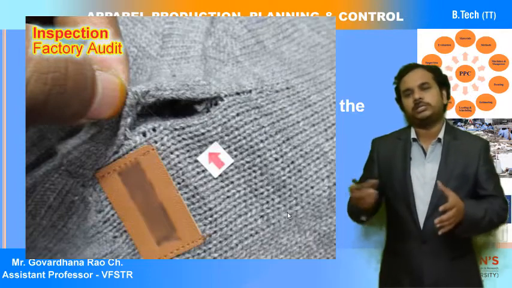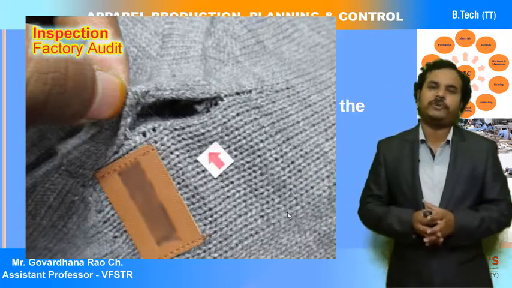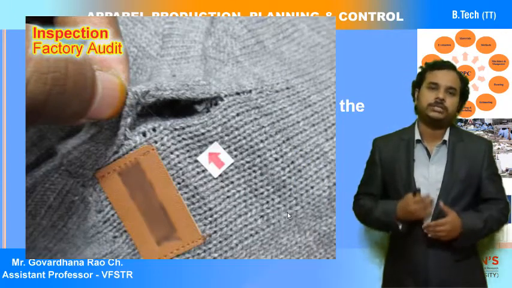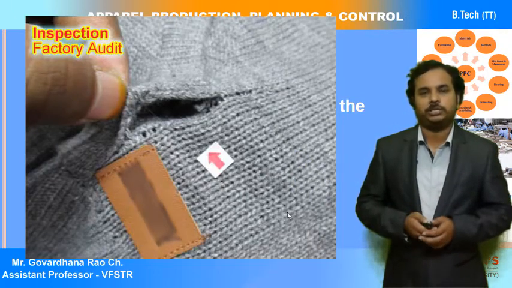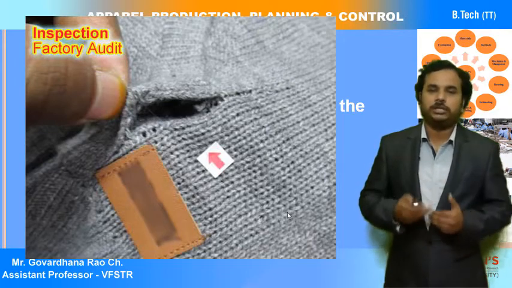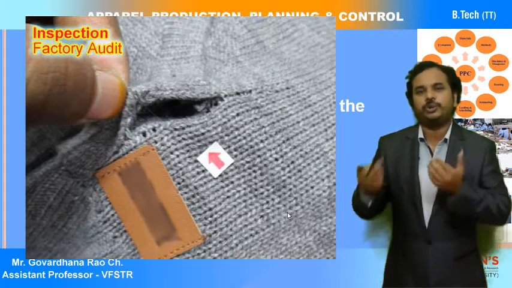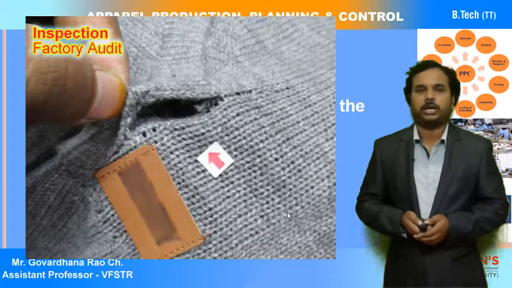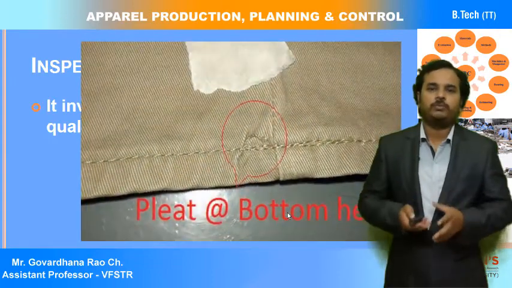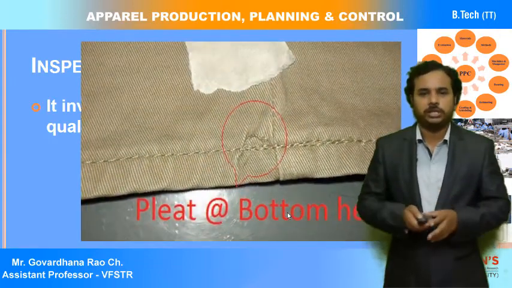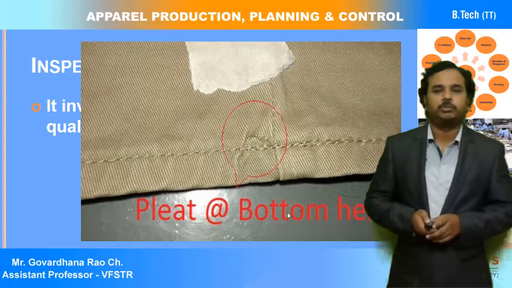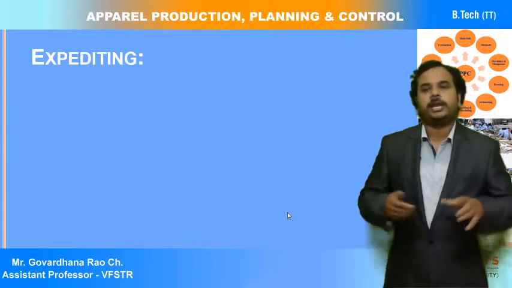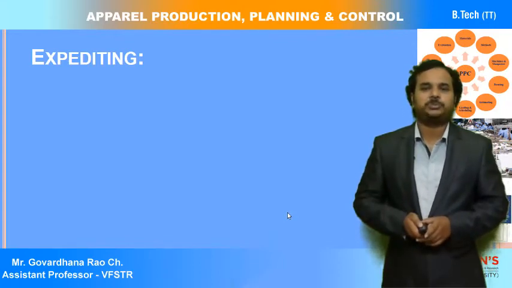We will see in the further sessions what the different components are that we need to check for garment quality inspection. In the inspection stage, what components we need to check for the garment, we can see in the further class. So you can see that, for example, the pleat at the bottom hem is not properly stitched. Then the next one is what exactly expediting is.